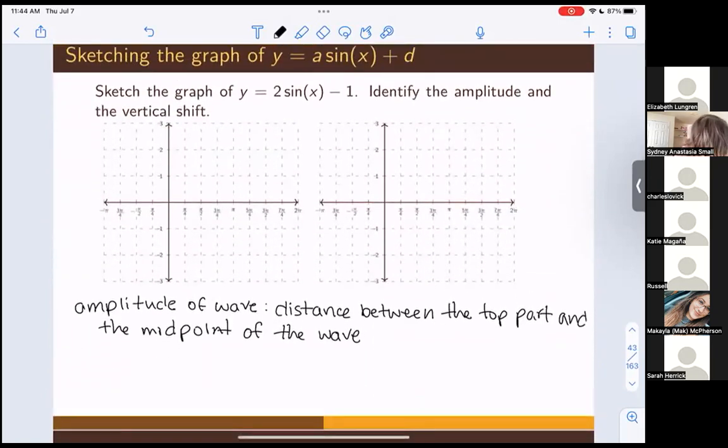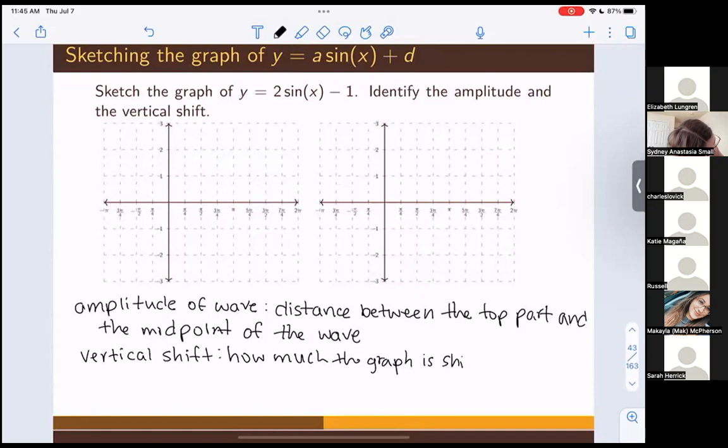Now the vertical shift is pretty self-explanatory. It is just how much the graph is shifted up or down. You've probably seen vertical shifts with pretty much any other kind of graph you've made before: linear, quadratics, polynomials, logarithms, exponentials, et cetera. You've probably talked about vertical shifts before.